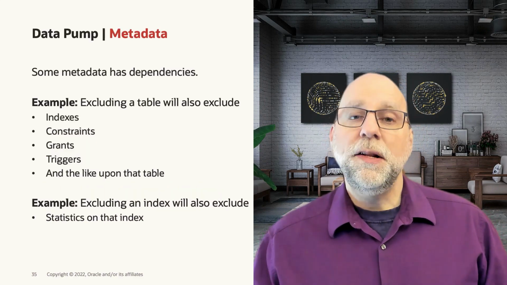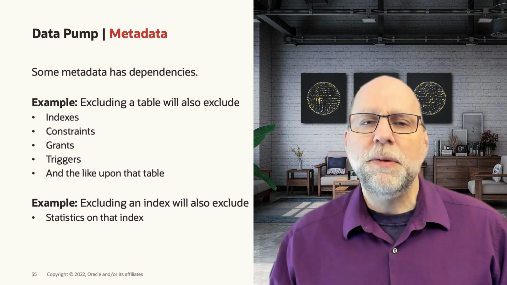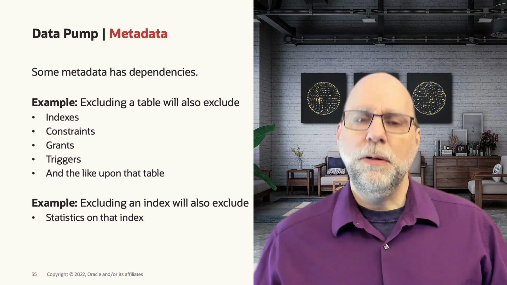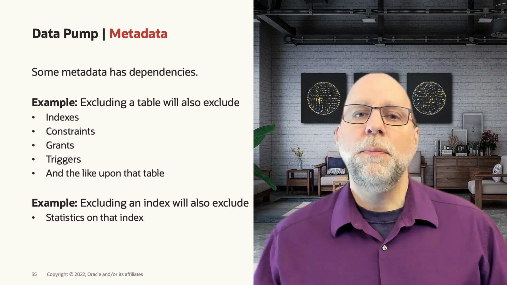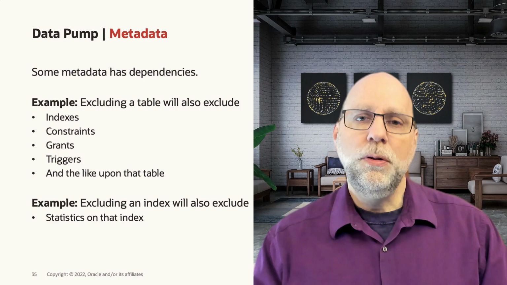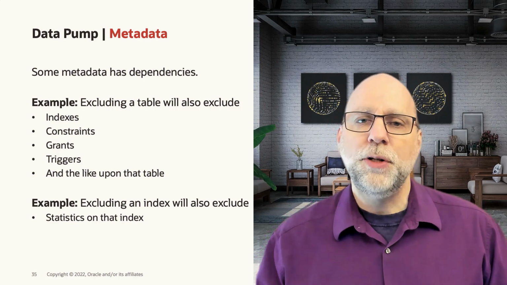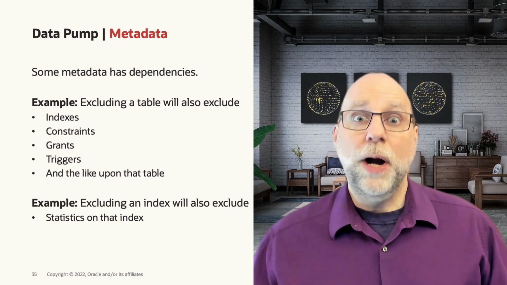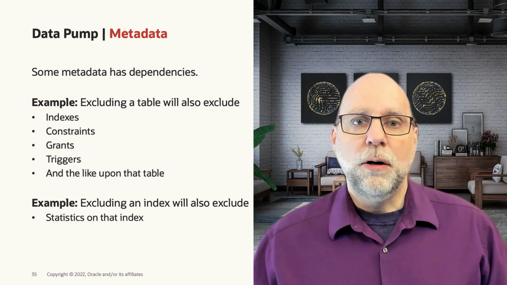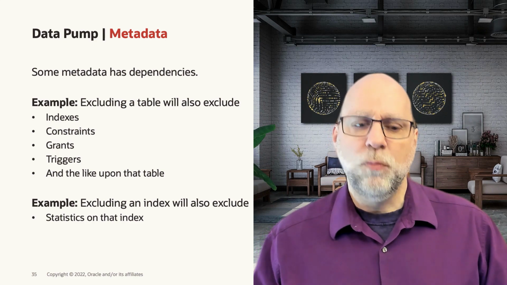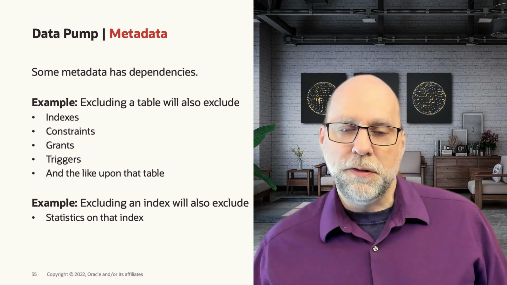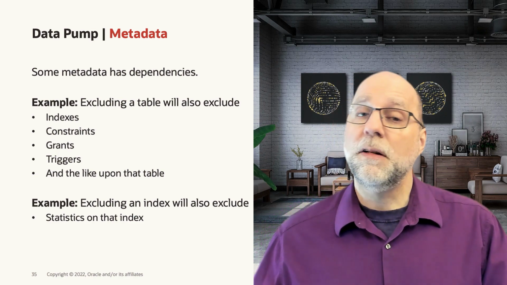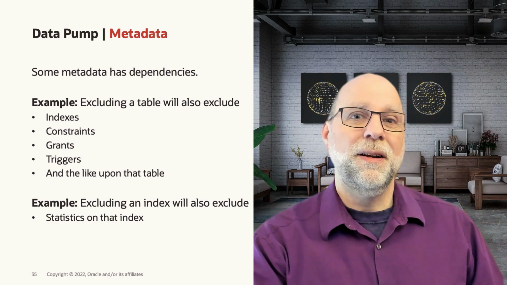Now, some metadata does have dependencies, and there might be relationships that aren't obvious to you. So I'll just touch on a little bit of that here. When we talk about dependencies, what we mean is that for something like a table, if you exclude the table, you will also exclude any objects that relate to that table: your indexes, triggers, constraints, grants on that table, and so on. And there are other ways that this comes into play as well. For example, if you exclude an index, you'll exclude the index statistics for that index, though not necessarily the table statistics for the table itself.